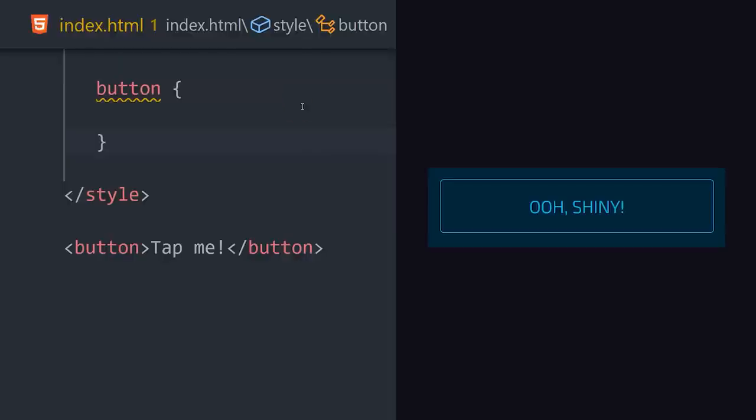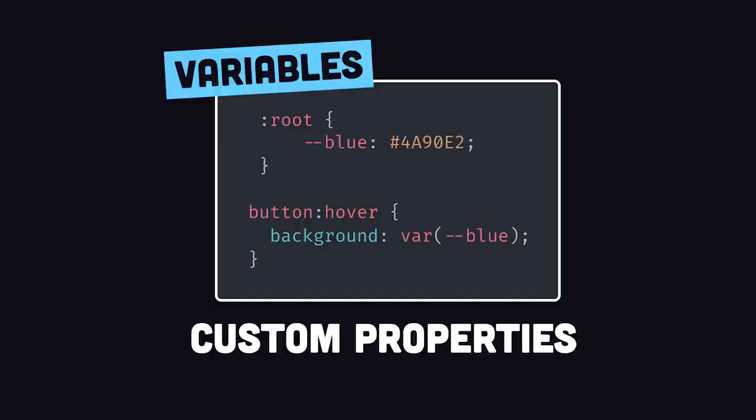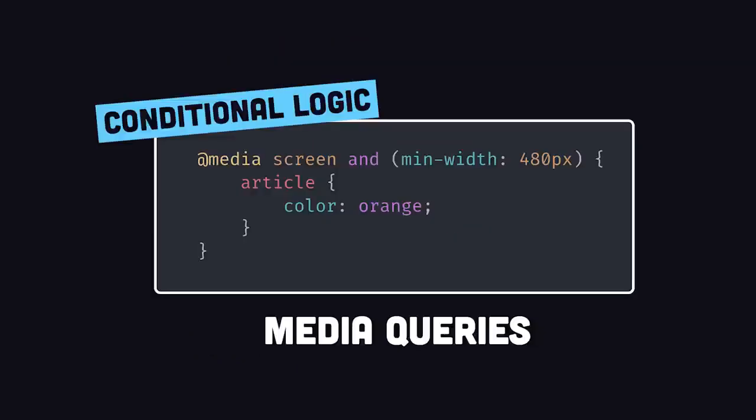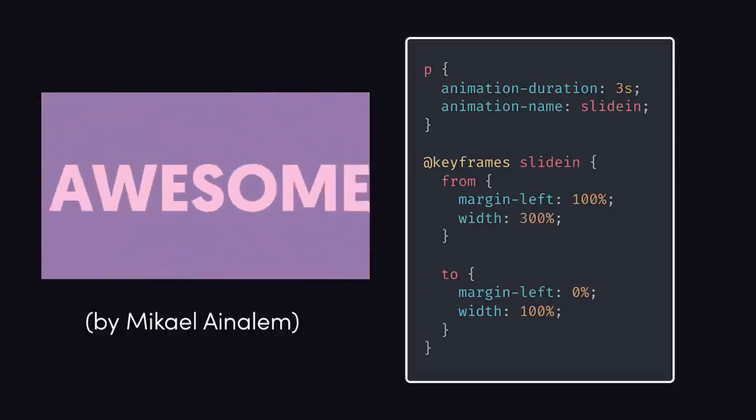It can also detect user interaction with pseudo selectors like hover. CSS also makes it possible to add logic to your code with variables or custom properties, and by making media queries that can apply styles conditionally based on the size or type of device. And it can even handle complex animations with transitions and keyframes. This has been Cascading Style Sheets in 100 seconds.